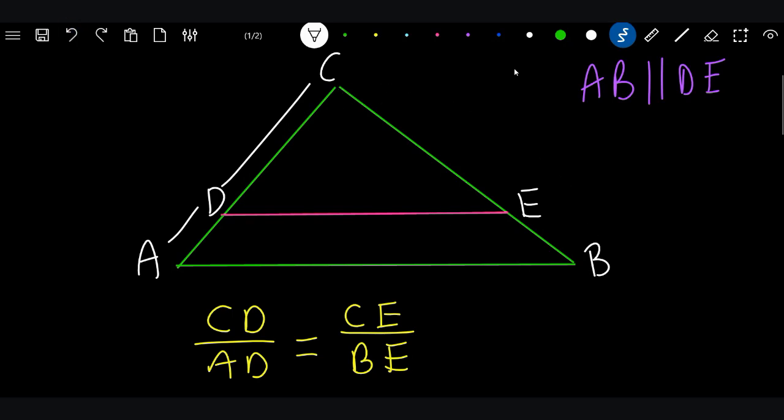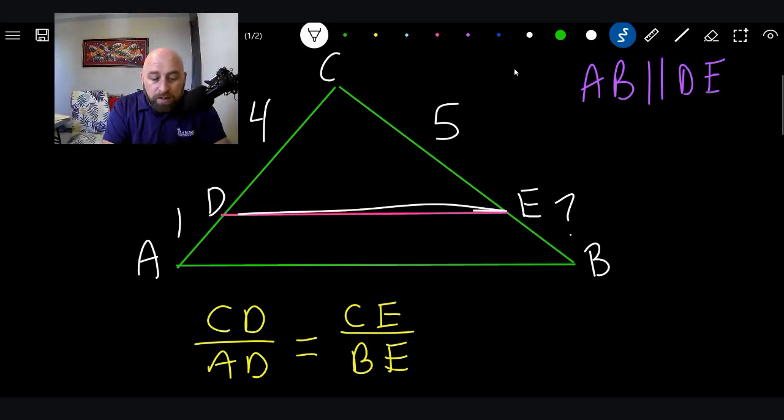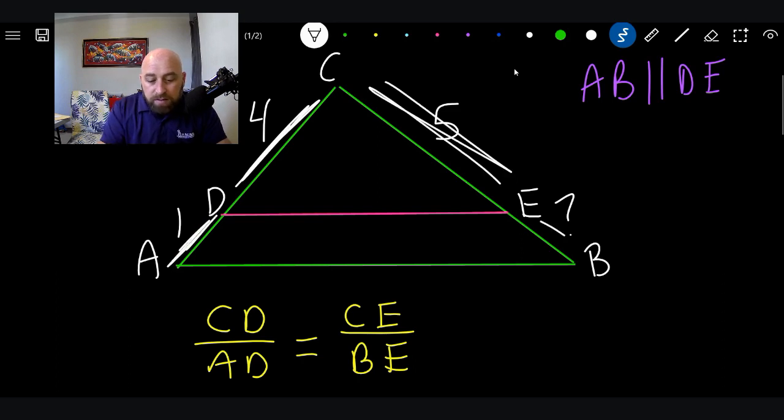So let's just give it some values. I think that will help you. Let's call AD 1, and let's call CD 4. Let's call CE 5. And here's what we're looking for: EB. What this theorem tells us is that if we know that this is parallel, and we do, that's part of the given, then this piece and this piece are proportional to this piece and this piece.